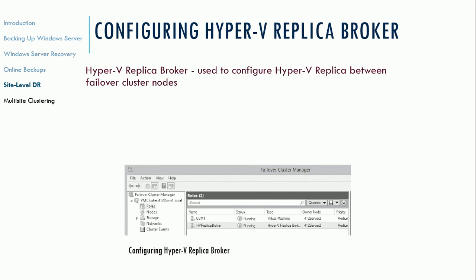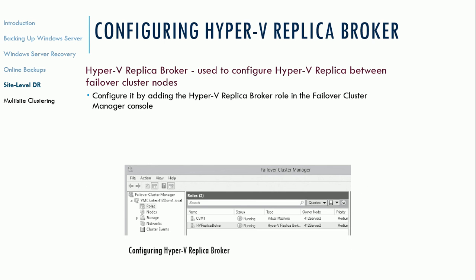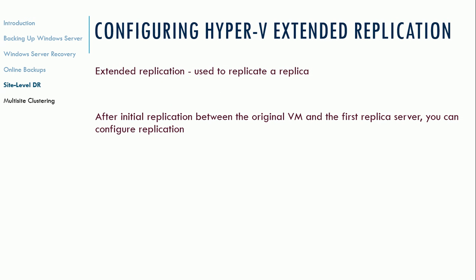So with the Hyper-V Replica broker, it's used to configure Hyper-V Replica between failover cluster nodes. So you configure it by adding the Hyper-V Replica broker role in the failover cluster manager console. So you'll do this right from the failover cluster manager console for Hyper-V Replica. You're going to right-click the role in the FCM console and then click Replication Settings.